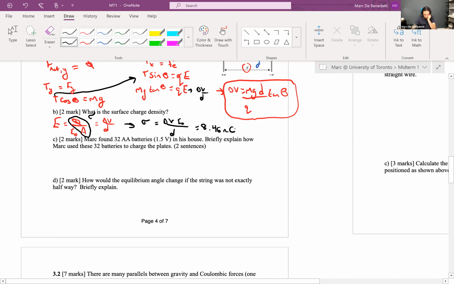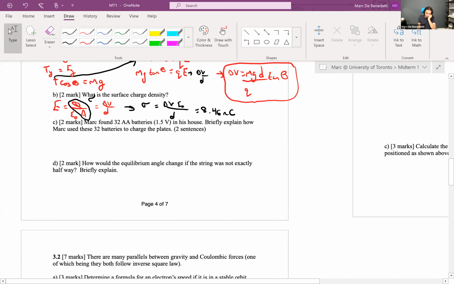Okay, part C. Mark found 32 AA batteries around my house. That's the mechanism by which I was able to charge these plates. Describe how I can use 32 individual batteries to provide 48 volts, because each battery is only 1.5 volts. So if you found 32 new batteries laying around your house, how could you use them to generate a larger voltage? The answer here is you put them in series.